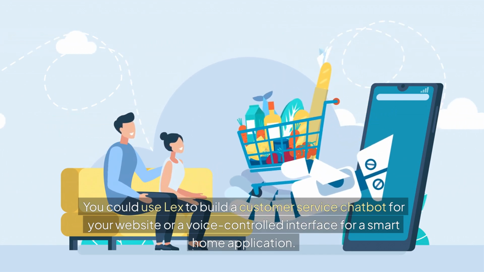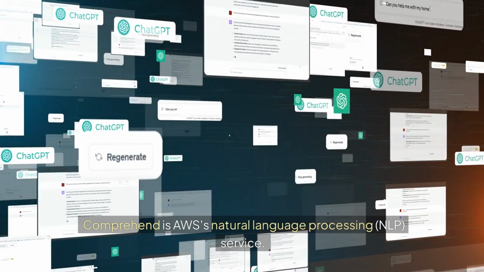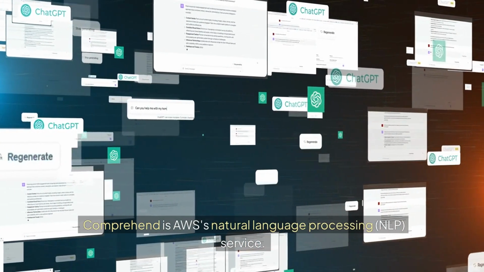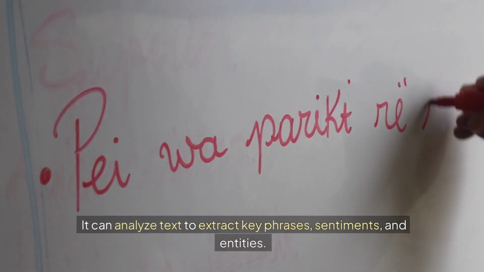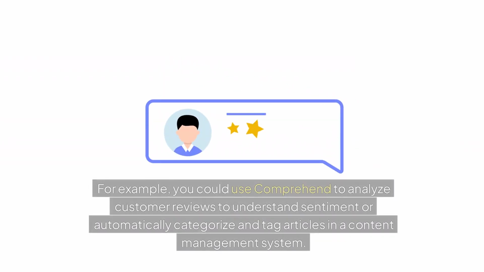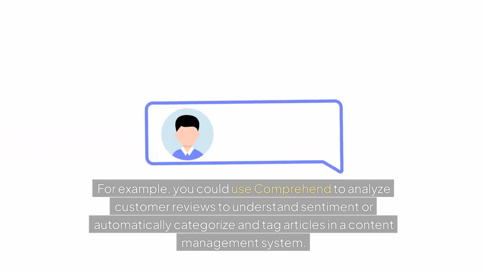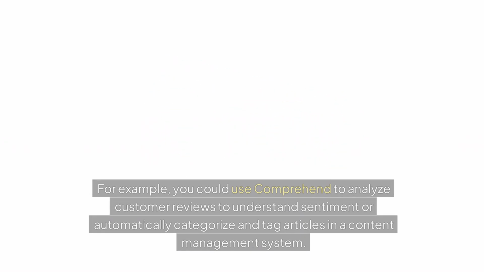Amazon Comprehend. Comprehend is AWS's natural language processing (NLP) service. It can analyze text to extract key phrases, sentiments, and entities. This is particularly useful for applications that need to understand and process large amounts of text data. For example, you could use Comprehend to analyze customer reviews to understand sentiment, or automatically categorize and tag articles in a content management system.